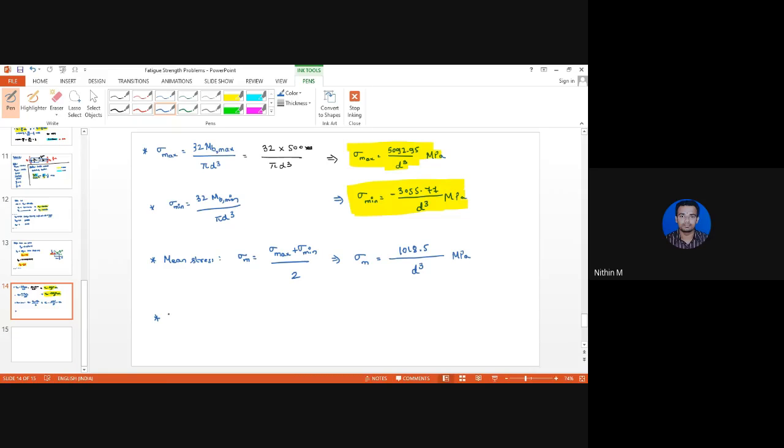Similarly, what is stress amplitude? Stress amplitude is given by sigma A is equal to sigma max minus sigma minimum by 2. So what does sigma A come to? 4074.3. Correct? Did everyone get the same values?